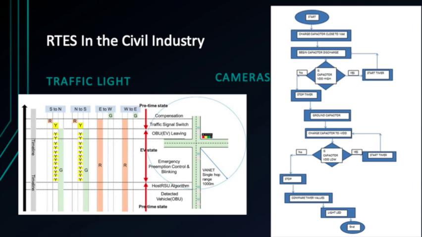This pre-time state would be, if you're going south to north, this would be north to south, east to west, west to east, etc. So the way a traffic light and camera system works together is the cameras would scan the roadways. Let's say I have a traffic car at this point here, this truck here, and the light is red, and I have no oncoming traffic here.